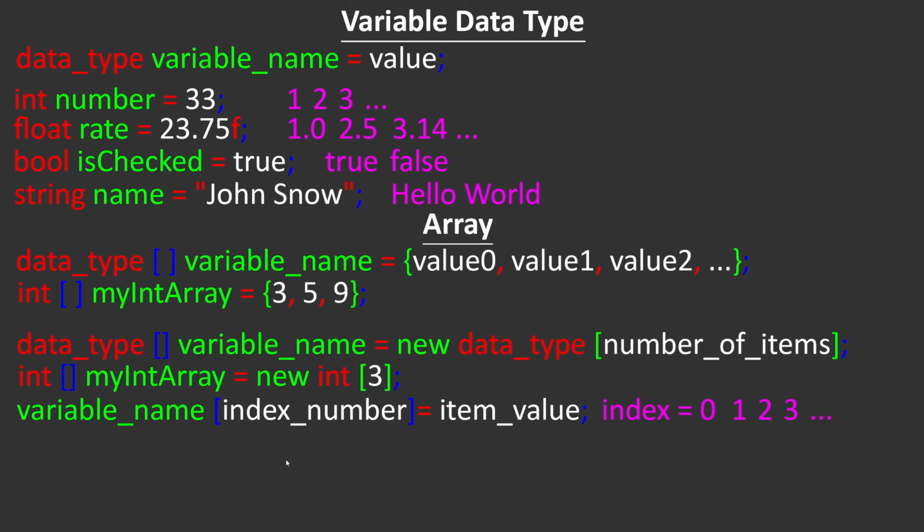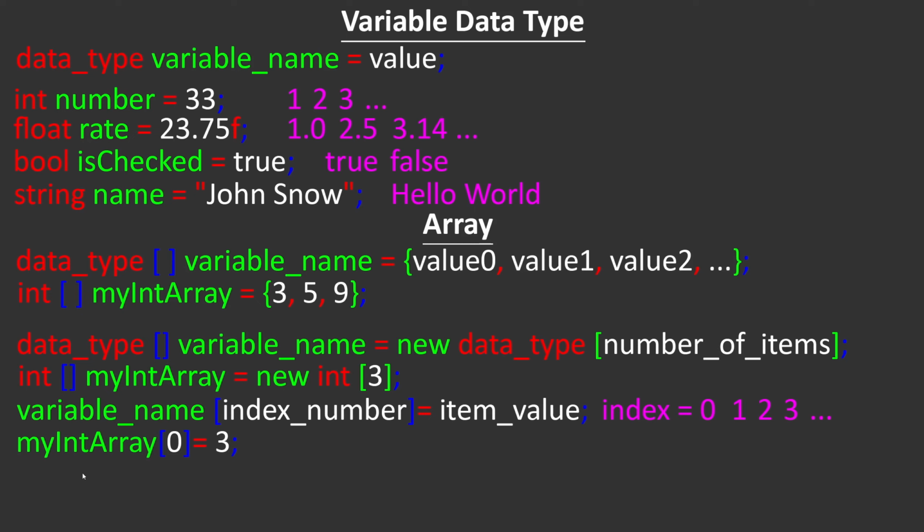Then later we can assign a value to each item using the syntax variable name, open square bracket, index number, close the square bracket, equal, item value, and semicolon. The index number refers to the position of the item in the array. Notice that in C#, the index of an array starts with 0. So the index of the first item is 0, the index of the second item is 1, and the index of the third item is 2, and so on.